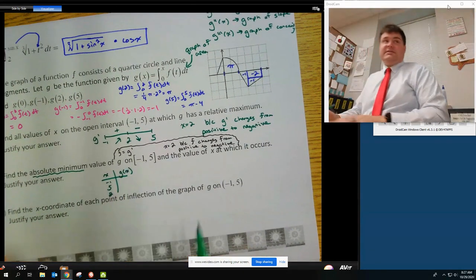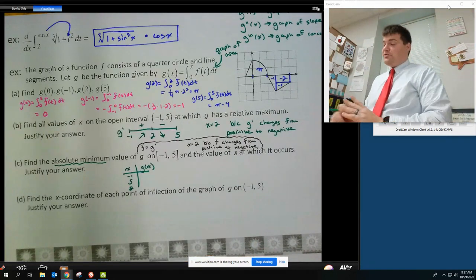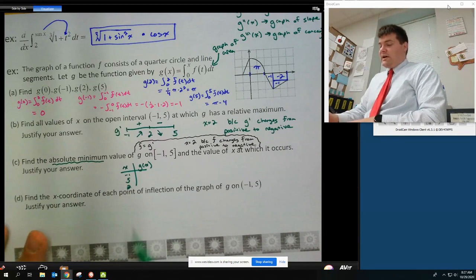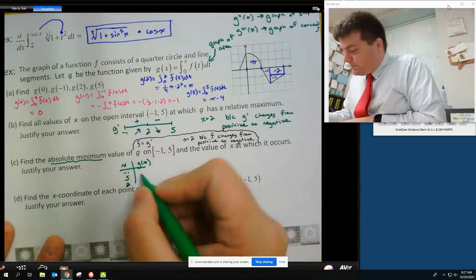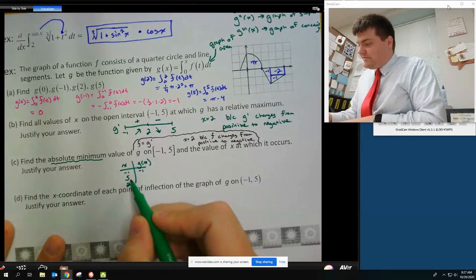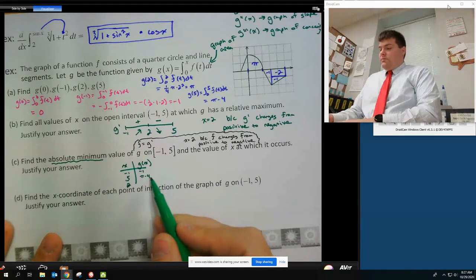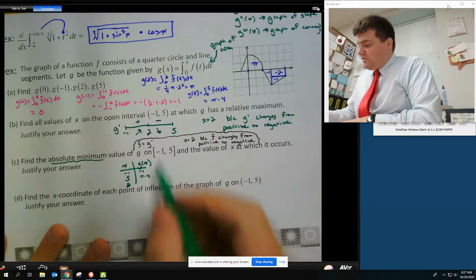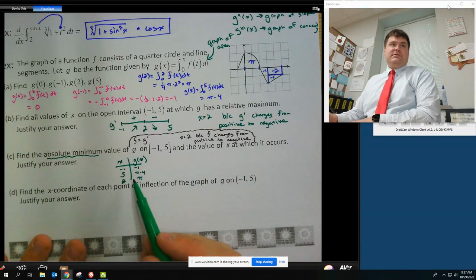And I need to plug these into G. Now what's really nice, and this is how most responses are with this type of question, is I already found these values. I already said that G of -1 is -1. It's up here. I already said that G of 5 is pi minus 4, which we'll talk about what that value is. And we know that G of 2 is already pi. Okay? So you need to state all these values in your critical points.